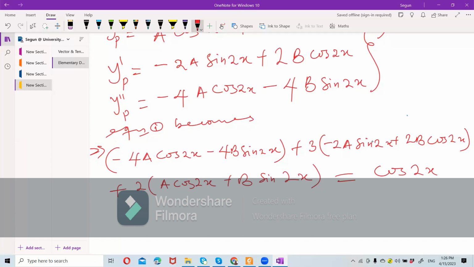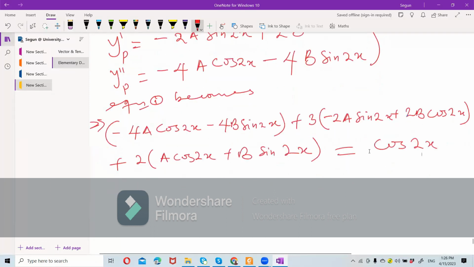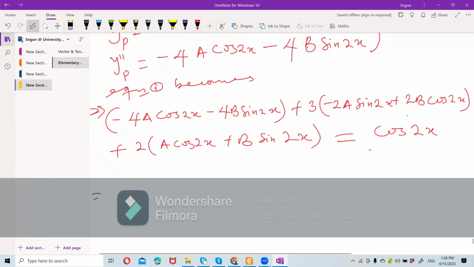Now, you need to open all the brackets. When you open all the brackets, don't be afraid, so that you'll be able to collect the like terms. All the cos 2x together, sine 2x together, so that you will know which one belongs where. So that is how you do it. There's nothing to be afraid of. All you need is just to take it one after the other.